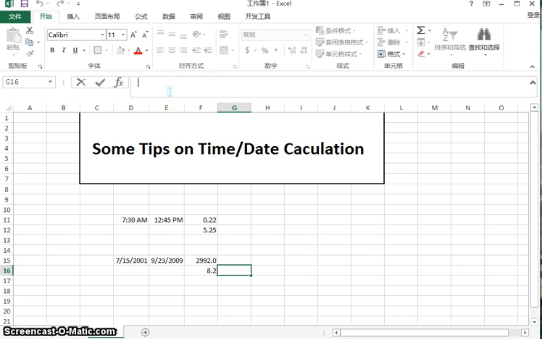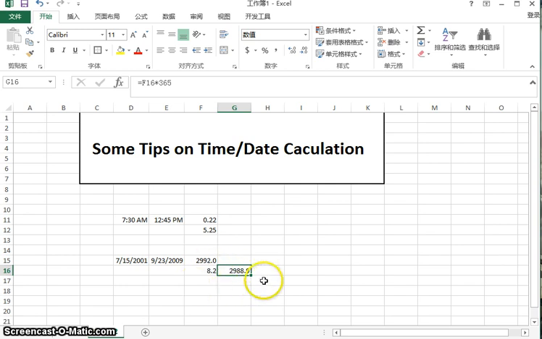So let us try. We use this number times 365 days, which means 365 days per year, and let us see the answer. It's 2,988 days. Why are these two numbers different? We are missing about four or five days.